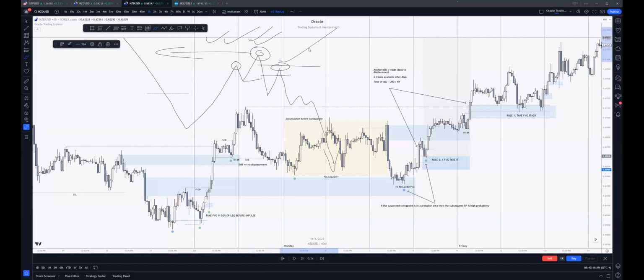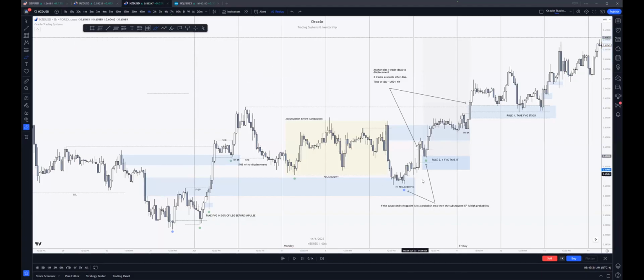Right? This very high probability setup using the structure system. And this is it here playing out, right? We've created a swing point, right? So the beauty of this whole system versus all the other nonsense structure systems is we can predict the swing point before it breaks.